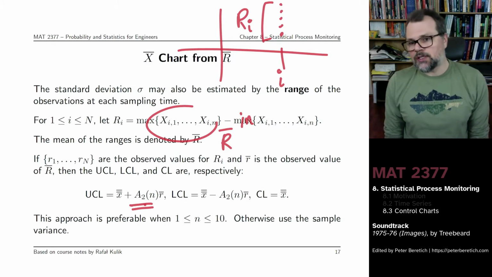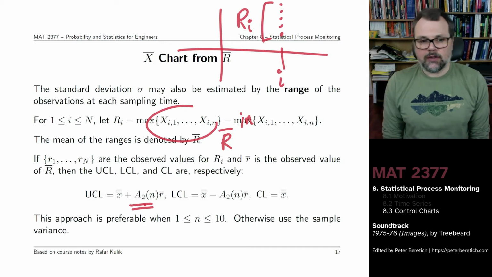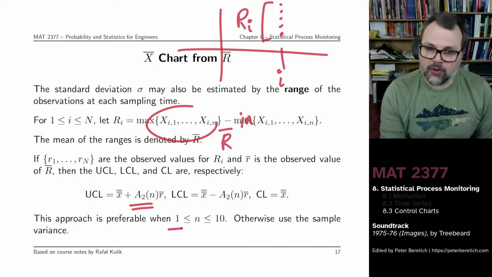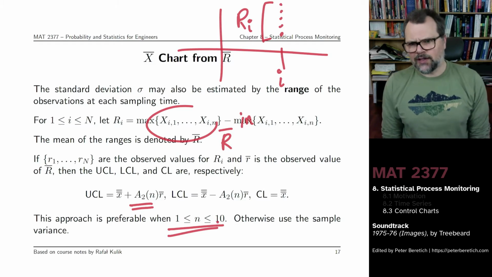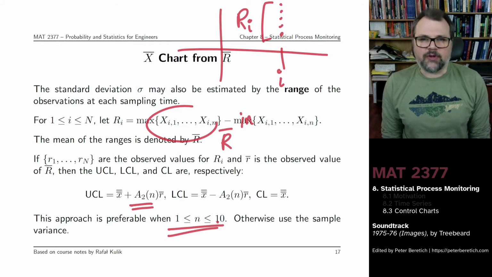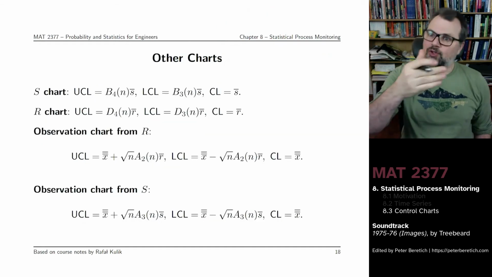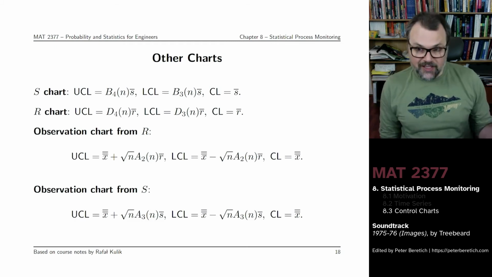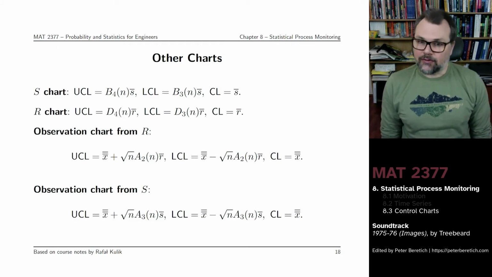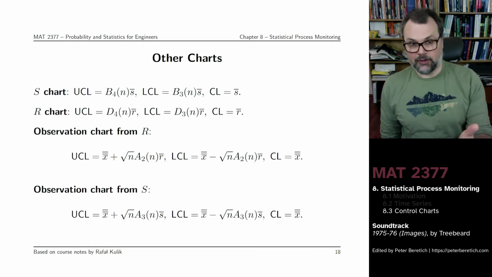When would you use this instead of the sample variance? Well, you'd use this when you have a very small number of points that are being audited at each timestamp or at each location, where you don't know that you can trust the estimate for the sample standard deviation if you have fewer than 10 points in your sample. It's just not big enough of a sample. Again, these A2N coefficients are given in tables of coefficients. Now be careful, different books define these things differently. So be sure that whatever table it is that you're using is coherent with how you're defining your control charts.